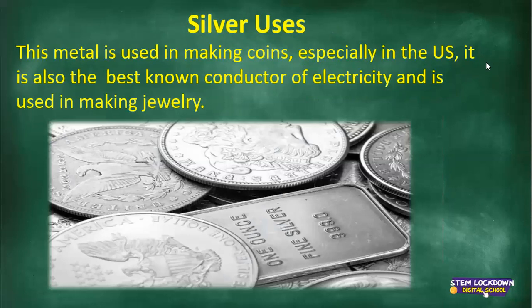So silver generally is a metal used for making coins, especially in the US, and it's also, funny enough, the best known conductor of electricity, and it is also used in making jewelry. So here you have some jewelry, and you also have some coins. So silver has its own uses.